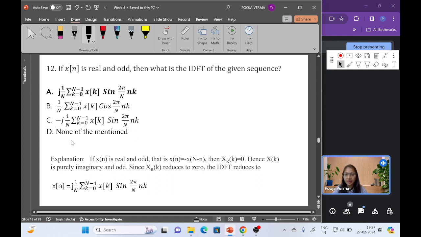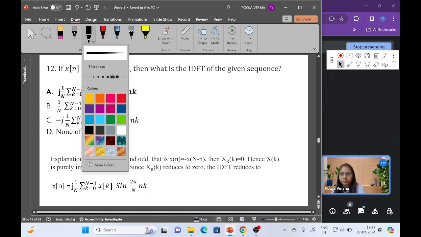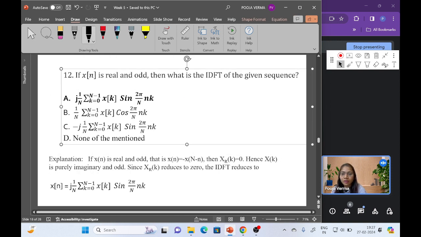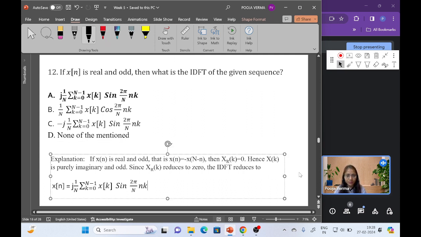So x[n] here is real and odd. What will be the IDFT of the sequence? Already we know the IDFT formula is related to... my pen is not working, so I will explain it verbally. I will try to write it later.